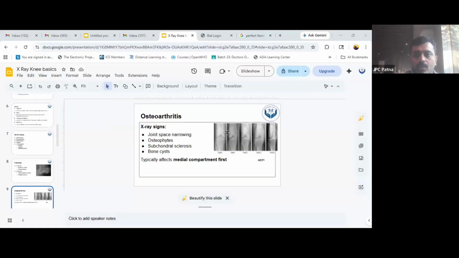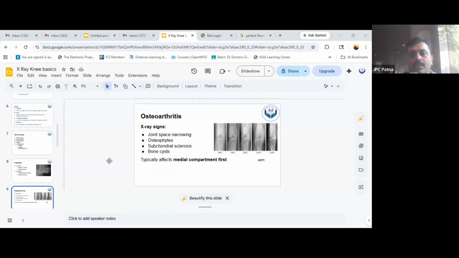I was discussing osteoarthritis and why it is important, because chronic pain we have to see day in, day out in OPD. Most of the patients will come to you with chronic pain, either low back pain or knee pain. So you have to master this art of reading the X-ray knee and understand what joint space narrowing is.